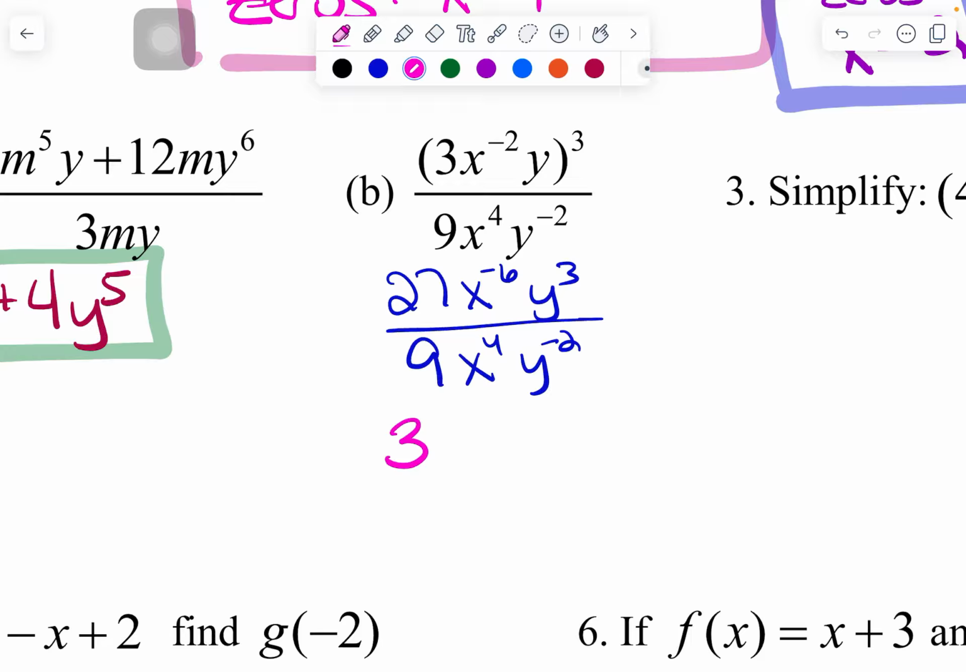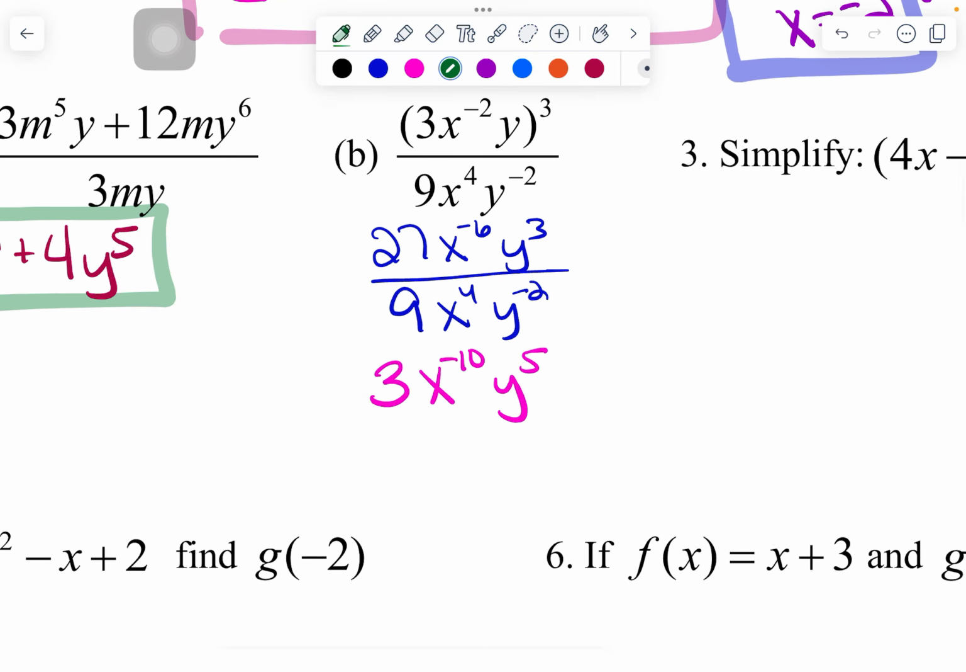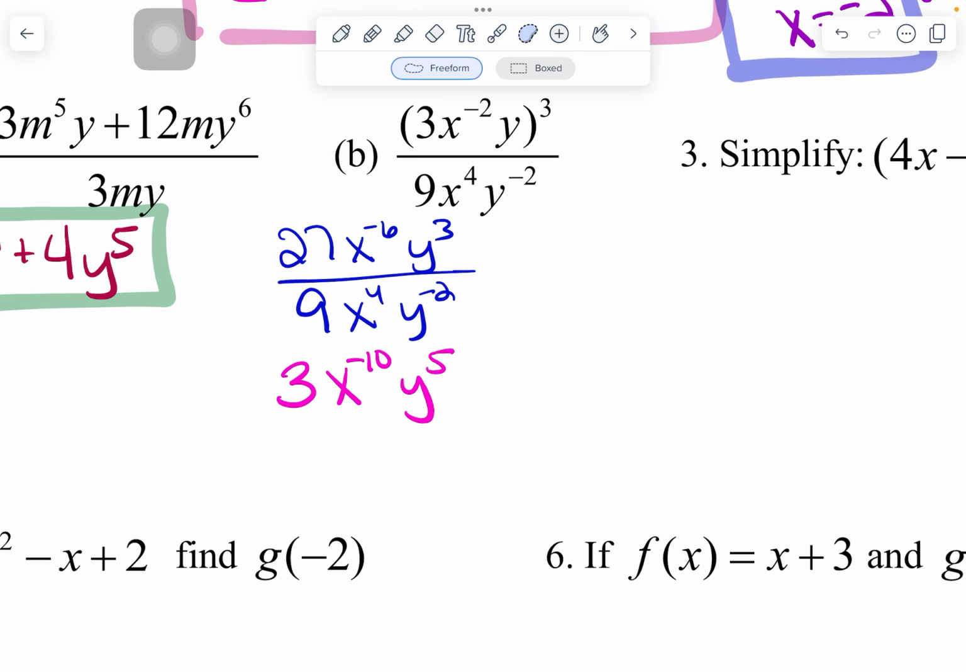That's in the denominator. So x, -6 minus 4 is -10. Do the same thing for the y's. Just be super careful with the negative down there. So 3 minus -2 is going to be 5. But I'm not a huge fan of the fact that I've got a -10 for my x exponent.